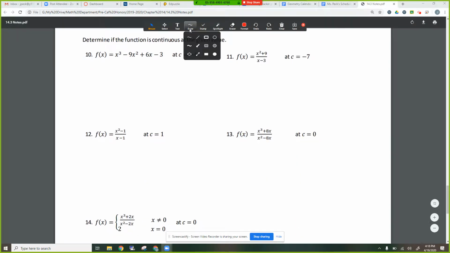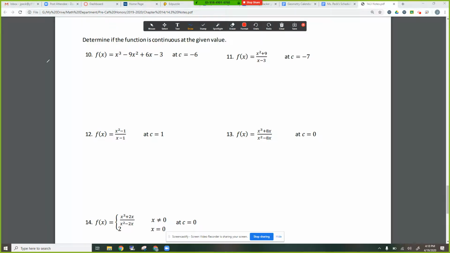Okay, so when we don't have a graph to look at, if we want to know if the function is continuous at the given variable, well, if we think about what an x cubed function looks like, that's a polynomial. So x cubed looks like something like this. So if you guys were thinking about this problem, is this going to have any holes? No. Is this going to have any jumps? No. So this is continuous, right?